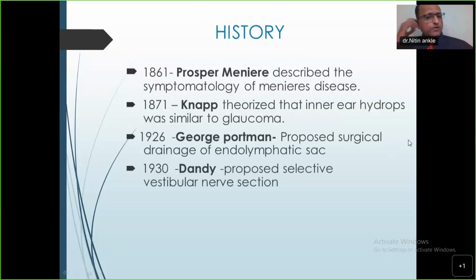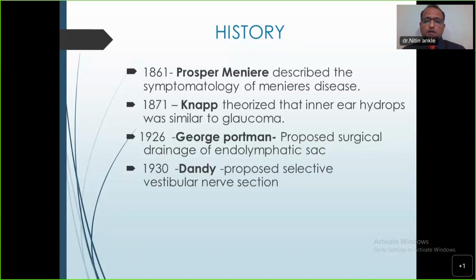Now, as I told you, we'll start with the history. With due regards to Prosper Meniere, who in 1861 described the symptomatology of Meniere's disease. Before 1861, in the 1860s and earlier, whatever patients there were with vertigo, rotatory sensation or imbalance, they used to say it was because of central causes. Nobody was aware that peripheral vertigo is a concept which can cause this debilitating disorder and serious problems. He was the person who clearly defined peripheral vertigo as such, the Meniere's disease.